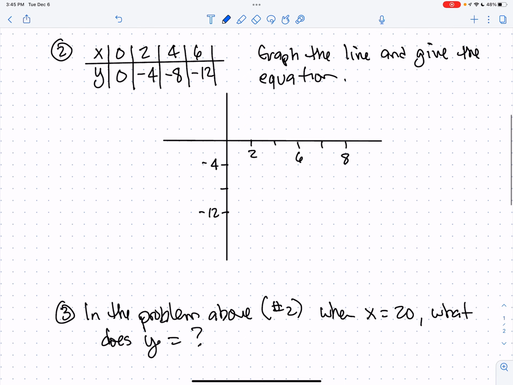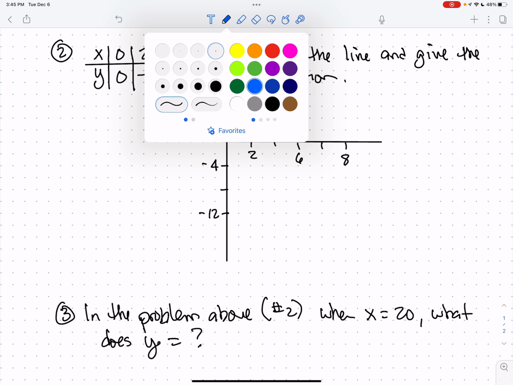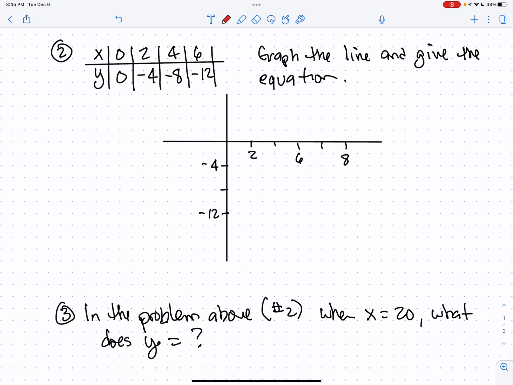Here's another type of problem. Graph the line and give the equation. Okay, fine. So I just need to plot these points. So there's 0, 2, -4 is right there. 4, -8 is right there, because this goes by 4s, so that's 4, 8, 12. 6, -12 is right there, so I can draw this line like that. So there's the graph.